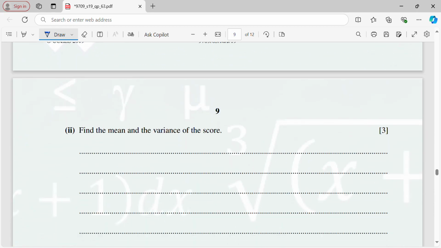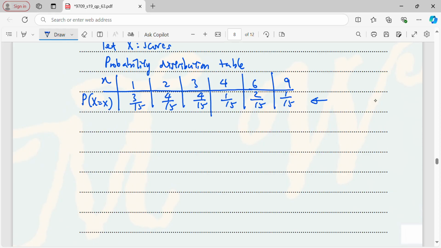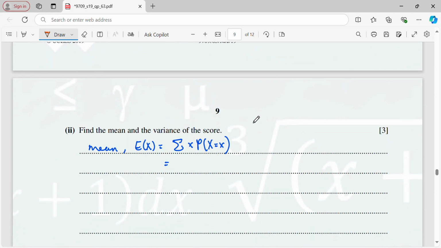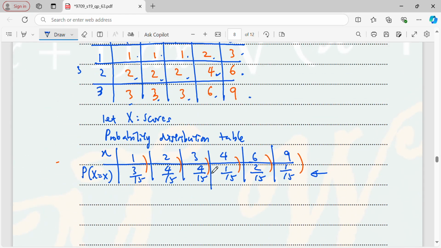Now, part 2, find the mean and variance. Mean is basically the expected value. So mean, EX equals summation X times P. So this means you times the X with the P before you get the sum, which means basically just multiply, after that you plus. Okay, so I will just rewrite all this. It will be 1 times 3 over 15 plus 2 times 4 over 15.